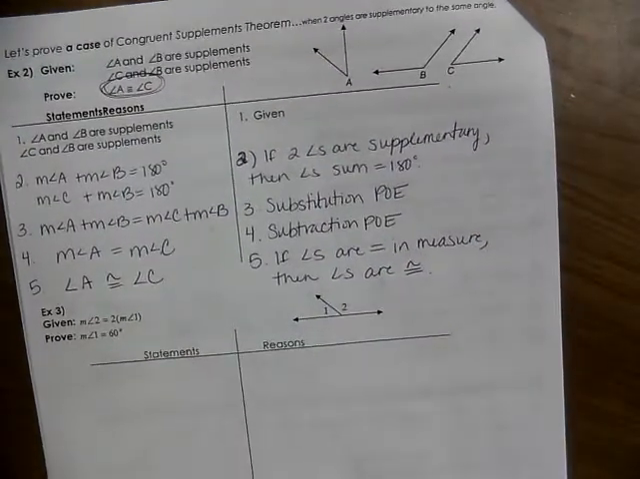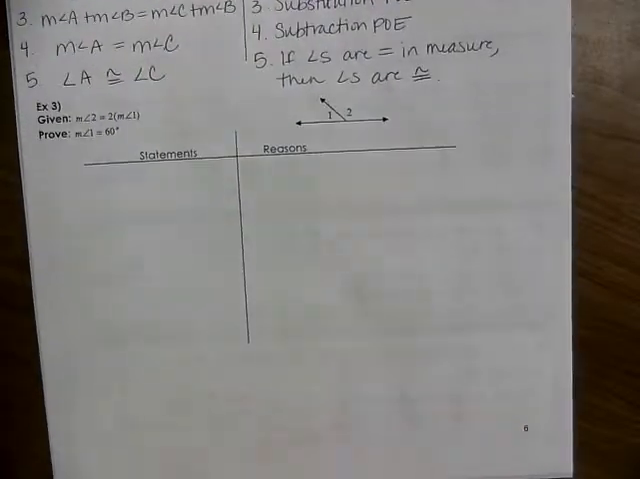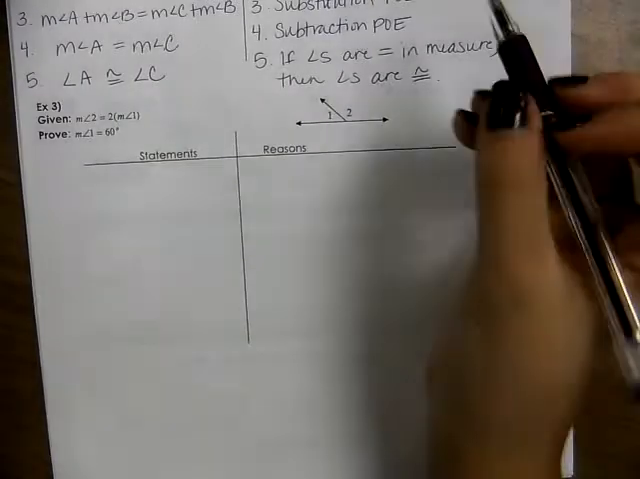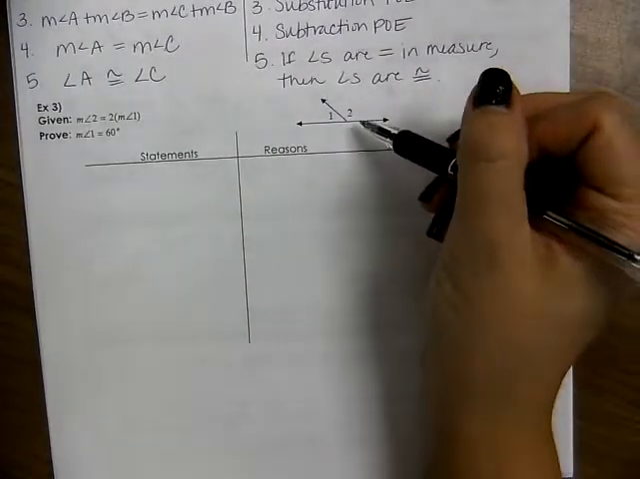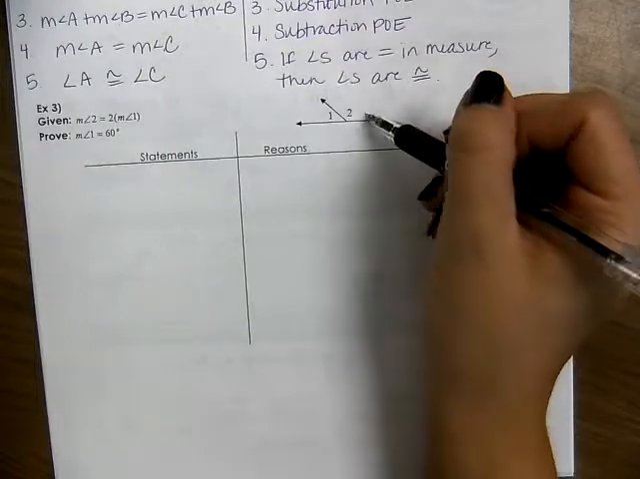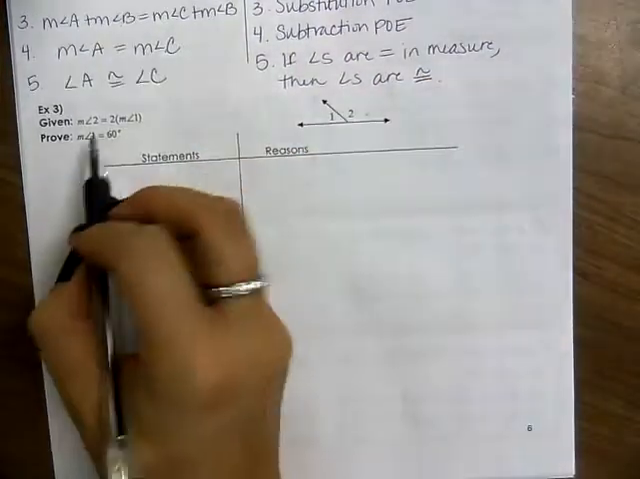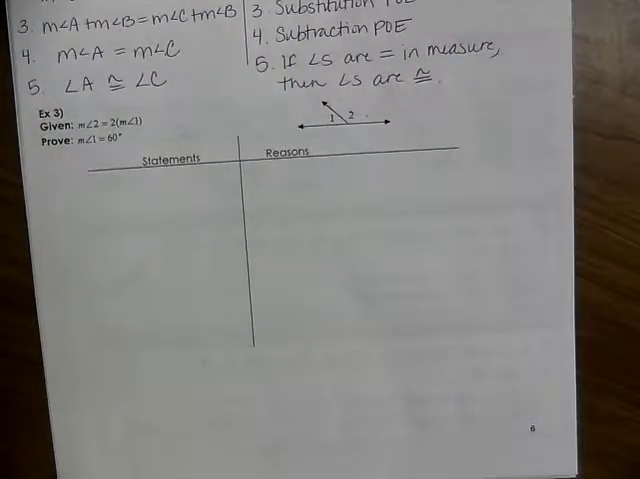All right. Let's take a look at the next one. Example 3. They're giving us the information that the measure of angle 2 is 2 times the size of the measure of angle 1. We're trying to prove that the measure of angle 1 equals 60 degrees.